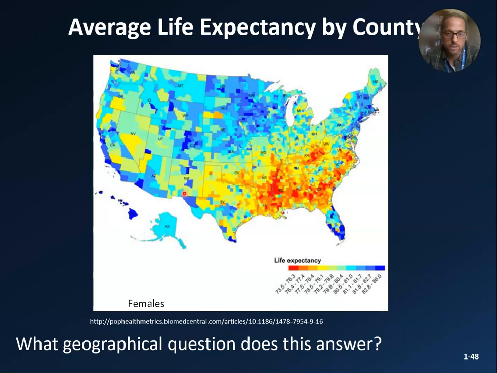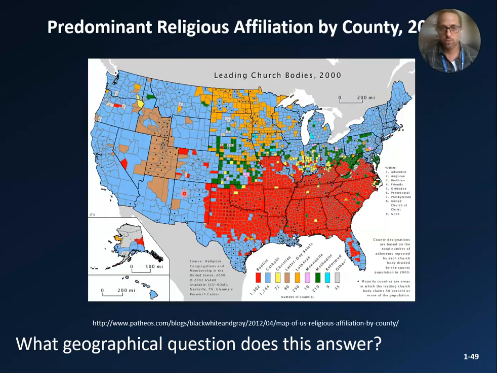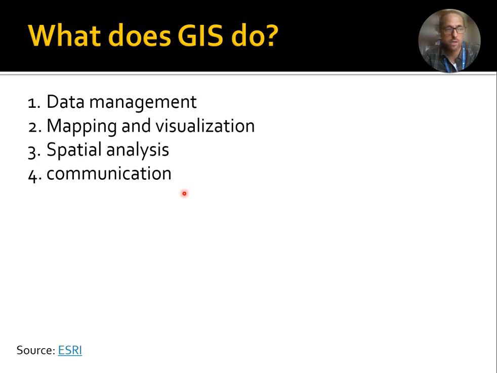I want you to just press pause and stop and think. This is a map that we looked at earlier in the semester, and think about what geographical question this answers. I'll just leave that to you. And here's another map that we looked at, of the religious affiliation across the United States by county, and so you can think about what geographical question that answers, right? So at its core, a GIS answers these geographical questions, and as we go throughout the semester, I'm going to have you pose questions and answer them, and ultimately your final project is you're answering a geographical question, and so that's really at the heart of a GIS.